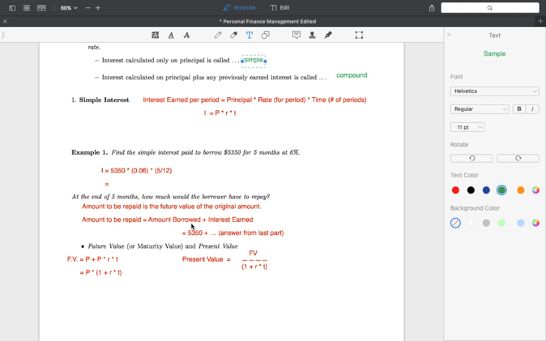And so at the end of 5 months, the question is how much would whoever borrowed it have to repay? Well, the amount to be repaid is going to be the future value of our original amount. In other words, it's going to be the amount borrowed plus whatever interest earned. So that original $5,350 plus whatever interest we earned.